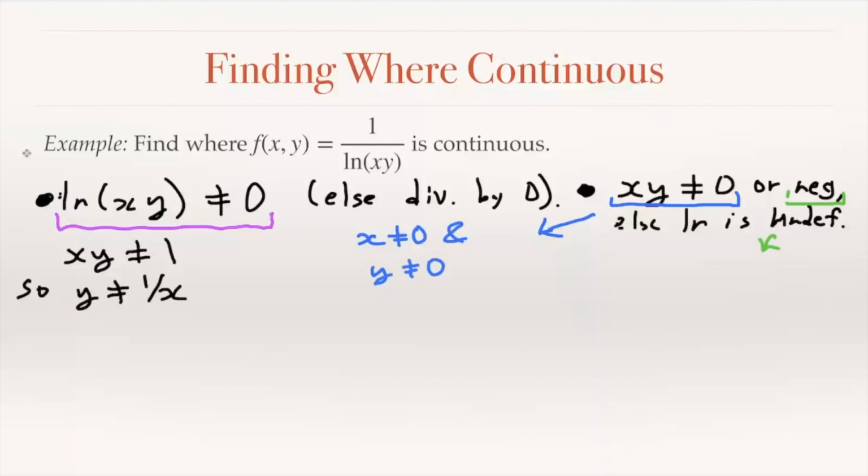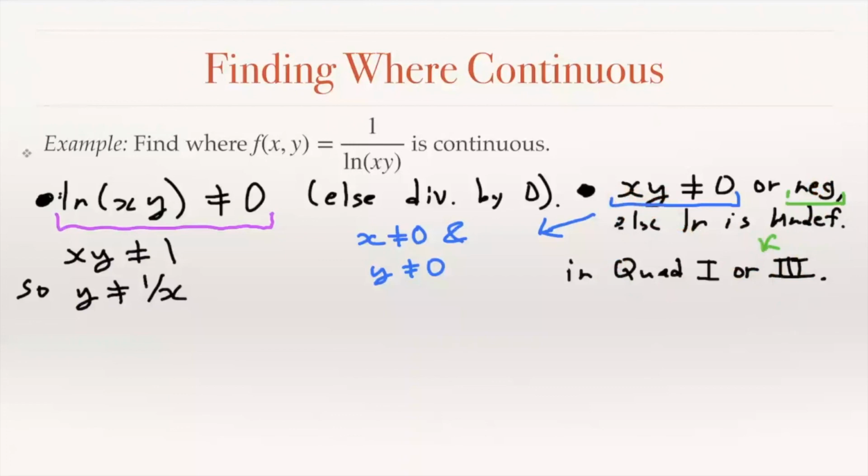So that means that we are in quadrants 1 or 3. In quadrant 2, x is negative, y is positive. That would mean that the product is negative. And in quadrant 4, x is positive, y is negative. That means that the product is negative. While in quadrant 3, we have a negative times a negative, which is a positive. So that's why we're in quadrants 1 or 3.